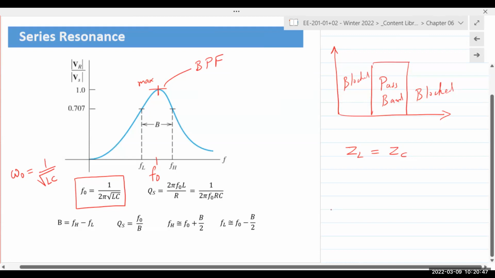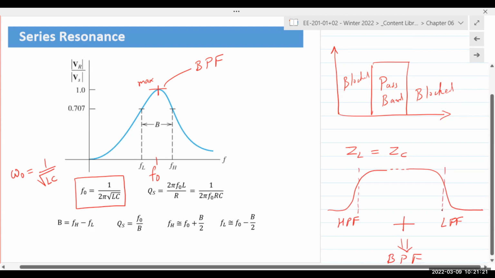If you look at this characteristic and we break it up, we can see that the first half is a high pass filter. The second half is a low pass filter. You combine them together and you get a band pass filter. You have a cutoff frequency here. You have a cutoff frequency here.